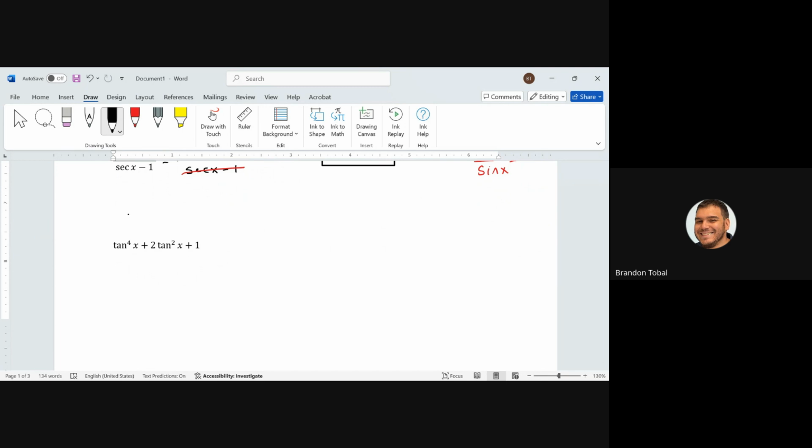This I could rewrite, and if you ever have trouble with the factoring, just rewrite it as variables: x to the fourth plus 2x squared plus 1. Looking at that, it's a type of difference, or I shouldn't say difference of squares, it's technically a sum of squares. I could rewrite this if it was x's as x squared plus 1 squared, because you would FOIL it out to get that. So tan squared x plus 1, all of that squared.